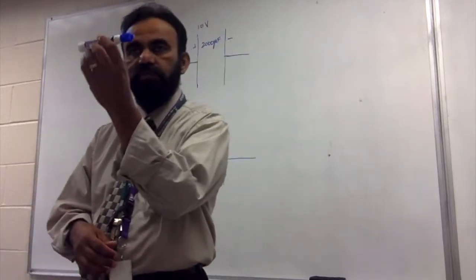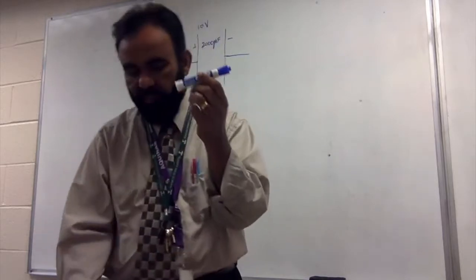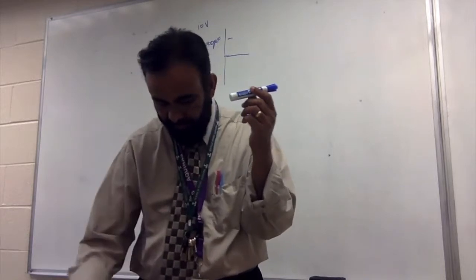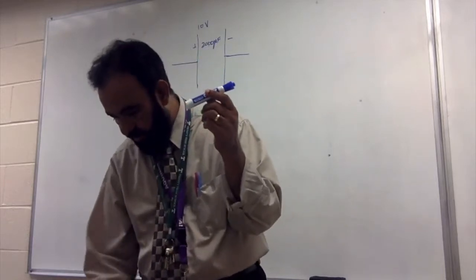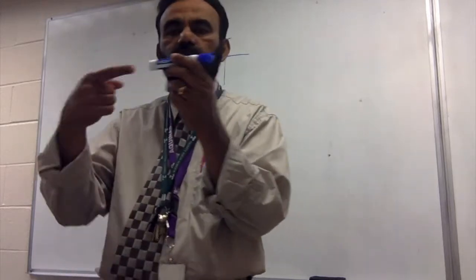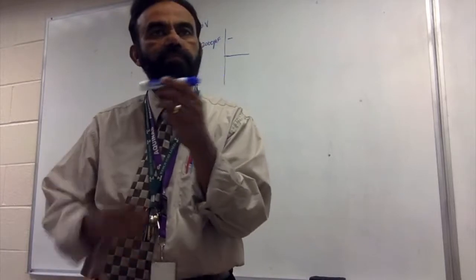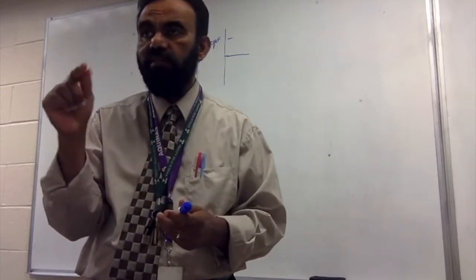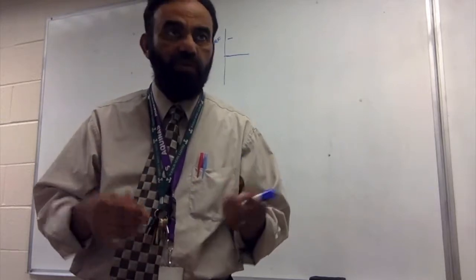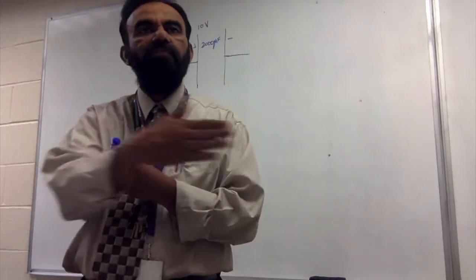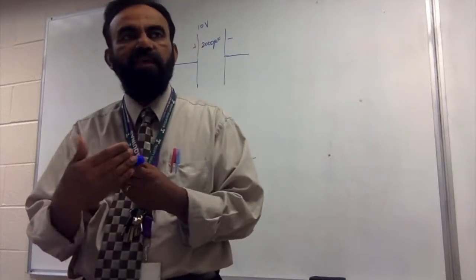So if it is a diode, it is something that allows current to flow only in one direction. So possibly this way. And it does not allow current to flow in this direction, like a bicycle valve. Have you seen a bicycle valve? Or a car valve? What does a valve do? It lets something flow one way, and when something tries to come back, it blocks it.